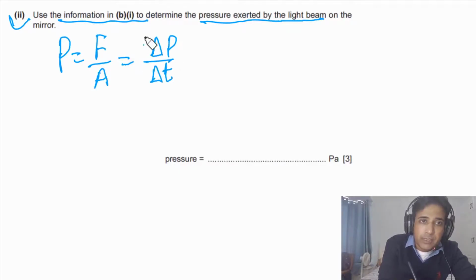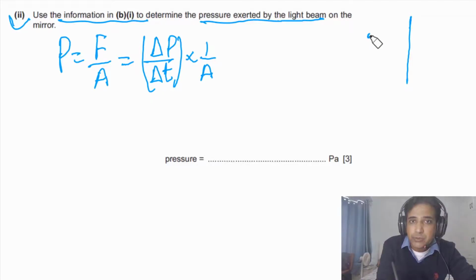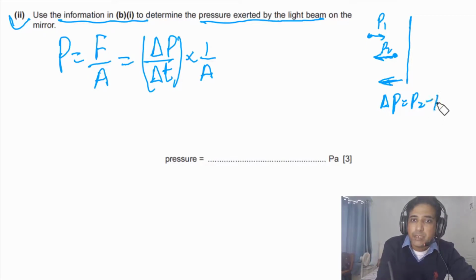So we can say this is delta P over delta T multiplied by 1 over A, and momentum change in this case we need to understand. So this one is the mirror, so a photon of light comes, hits this one and goes back with the same momentum. So in this case the change in momentum is double because we have delta P. So if we say this momentum is P1, this momentum is P2, and we take to the left as positive, we will say P2 minus P1.